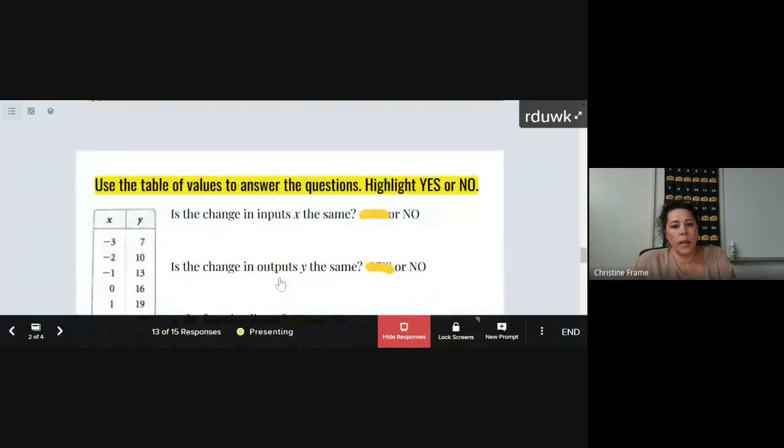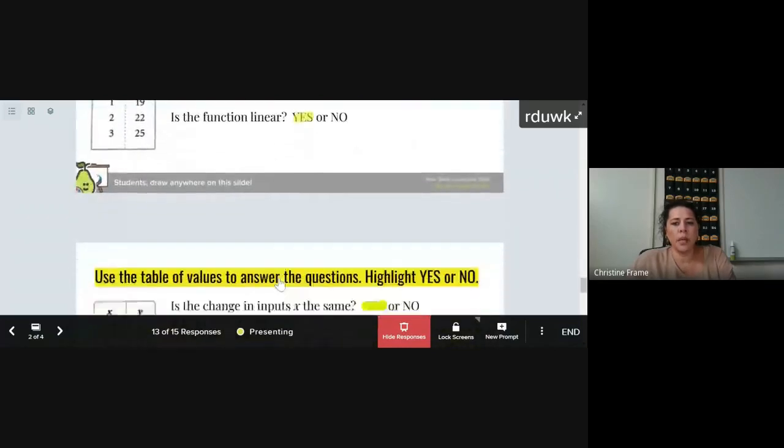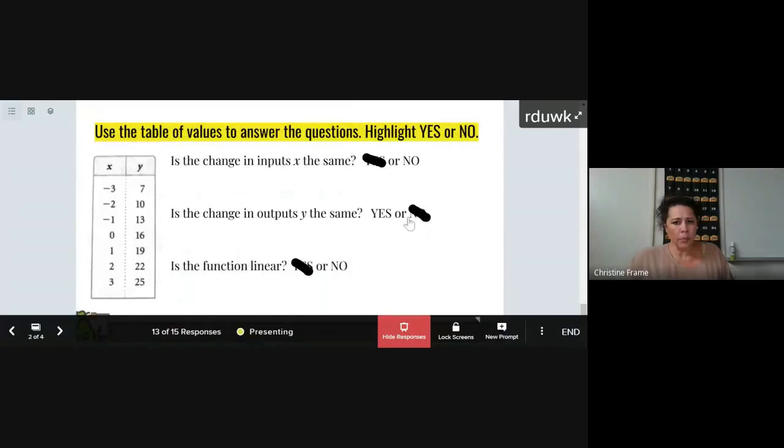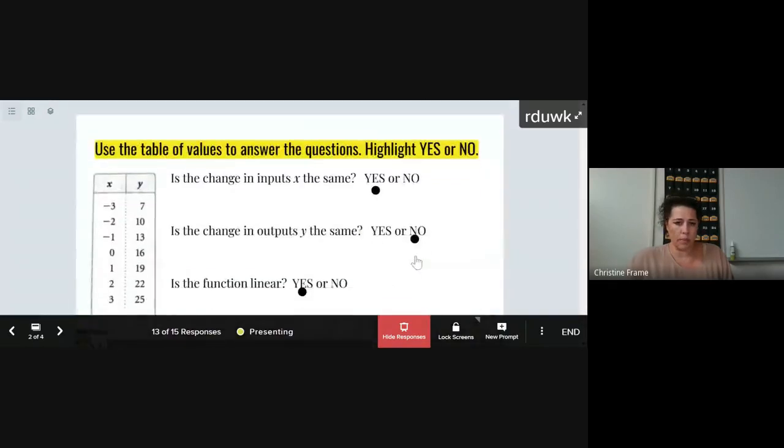And I guess we got that concept down. So there'll be a couple problems on your assignment today. Okay, here we have a no. Is the change in outputs Y the same? I'm wondering why we chose no. It's up 3, up 3, up 3, up 3, up 3, up 3. So yes, they are the same.